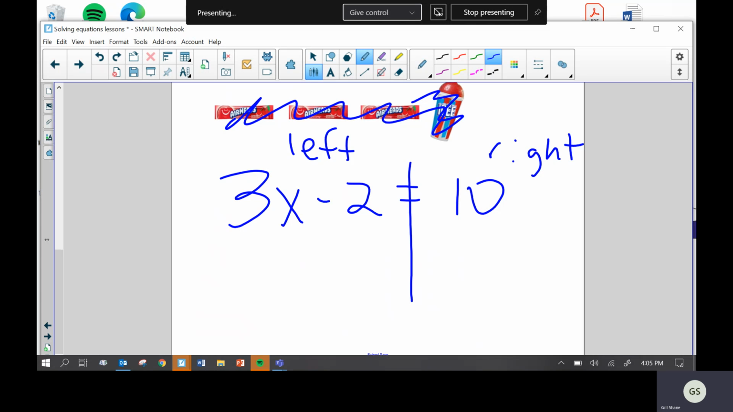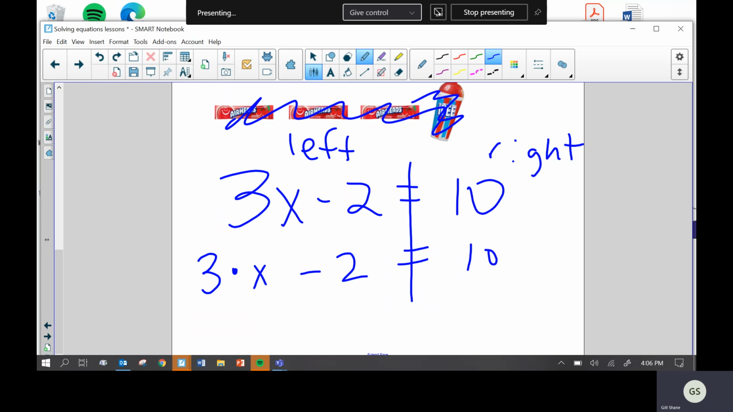If I know the left side has to equal the right side, there's only one number that I could plug in for x, because this is 3 times x. Remember, if you don't see multiplication in between a number and a variable, that means they're being multiplied. So it's 3 times x subtract 2 equals 10. Well, I could solve it out by adding 2 and then dividing by 3, but I could also just plug in real quick numbers. 3 times 3 is 9. 9 subtract 2 is 7, so that didn't work. 3 times 4 is 12. 12 subtract 2 is 10, so 4 does work.